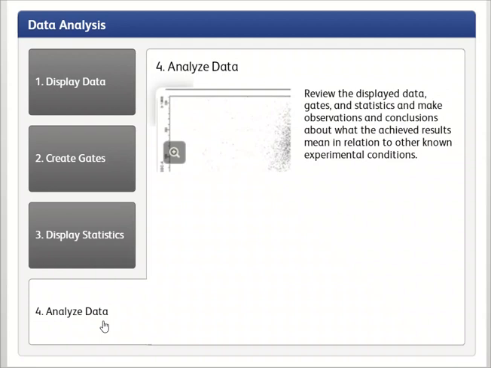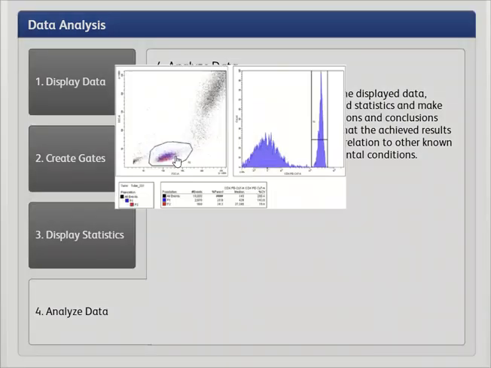Analyze data. Review the displayed data, gates, and statistics and make observations and conclusions about what the achieved results mean in relation to other known experimental conditions.